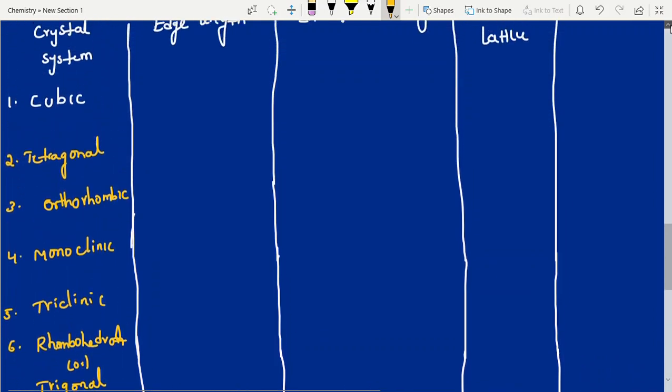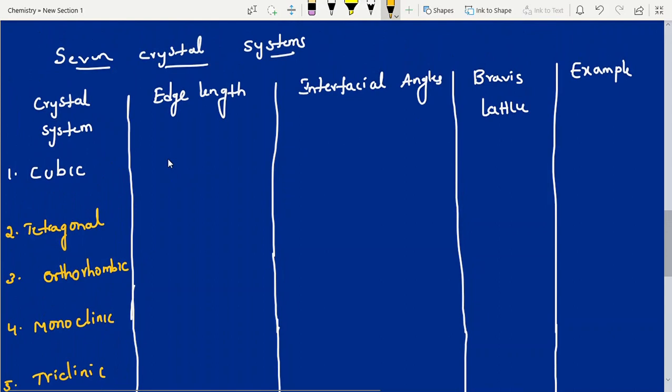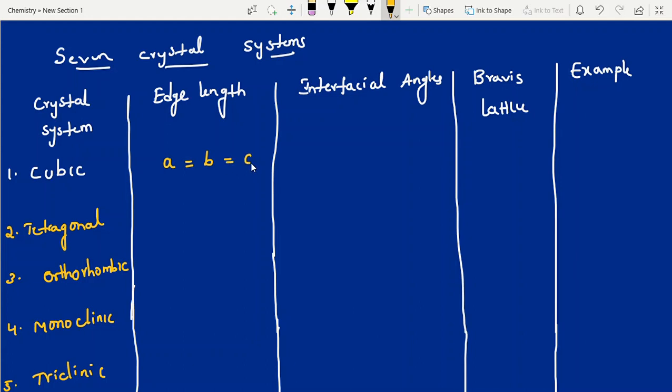Now come back to the cubic. Edge length: very easy, students. A equal to B equal to C, and alpha equal to beta equal to gamma equal to 90 degrees. No confusion. And Bravais lattice: it can show primitive. P means primitive, the particles only at corners. Along with this, it can show face centered and body centered also.